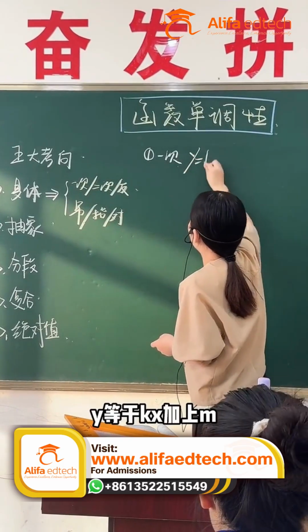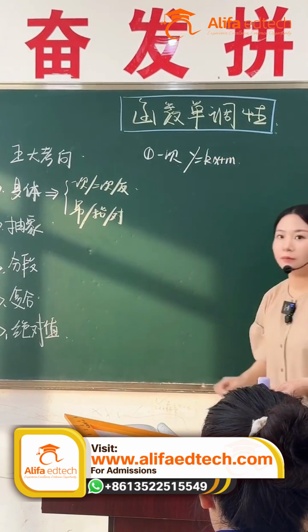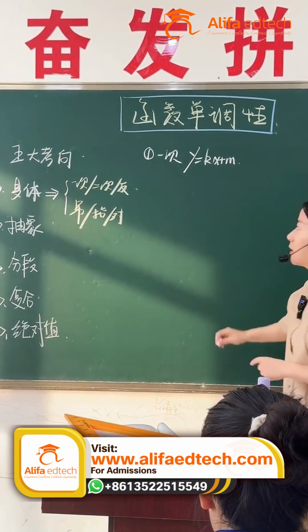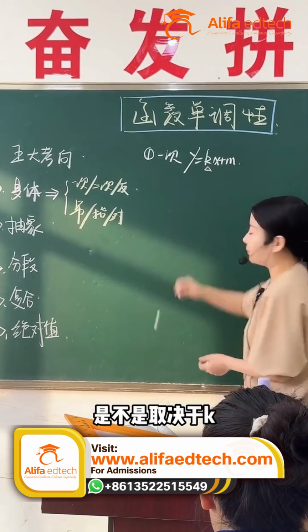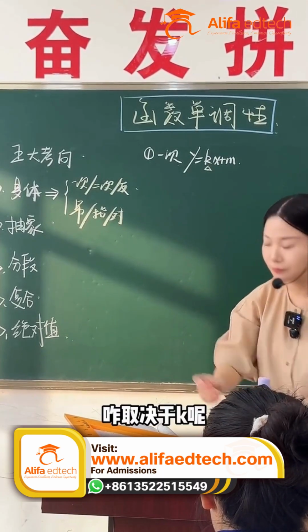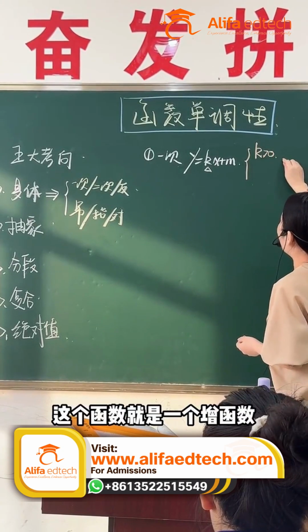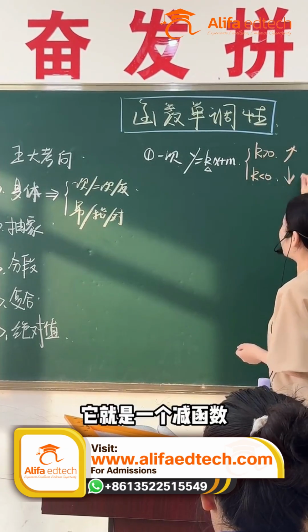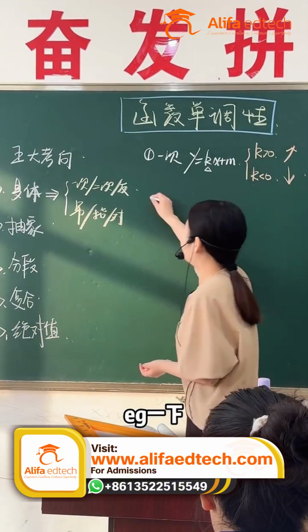Related to linear functions, we have y equals kx plus m. What does its increasing or decreasing property depend on? Monotonicity means increasing or decreasing, right? It depends on k. So how does it depend on k? If k is greater than 0, the function is an increasing function. If it's less than 0, it is a decreasing function.